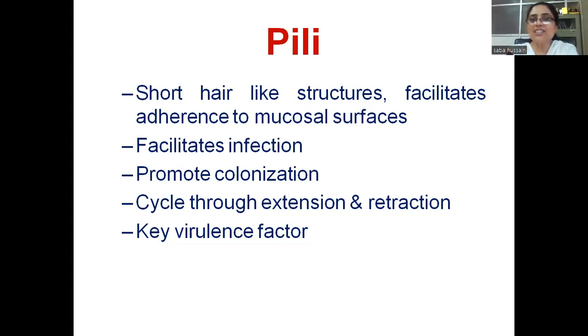It's a short hair-like structure which facilitates adherence to the mucosal surface. The adherence means the bacteria is continuously adhered to the mucosal membrane because of this pilus, which can extend and then contract. So extension and retraction is because of this pilus, and thus it facilitates infection as well as colonization. Now let's come to the next slide.